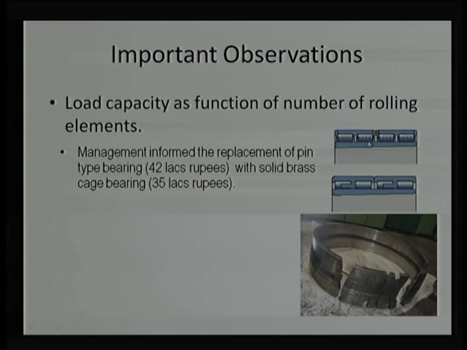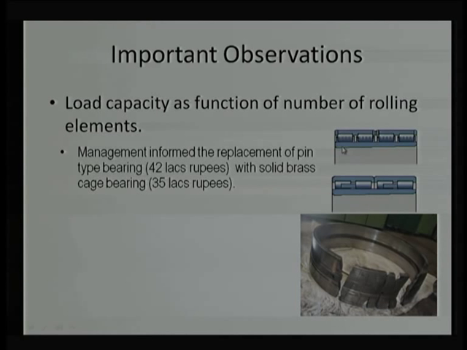So, 38 plus 38 plus 38 plus 38. While they shifted from the pin type bearing to the solid cage bearing, the number of rollers was reduced from 38 to 34, which means 4 rollers fewer, or almost a 10% reduction in load carrying capacity of that kind of bearing.